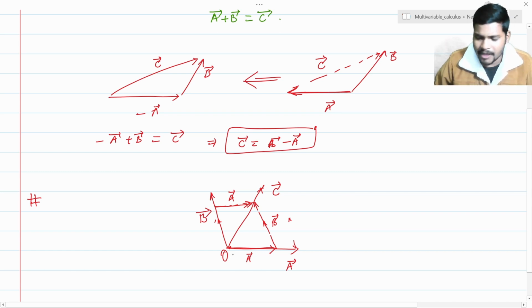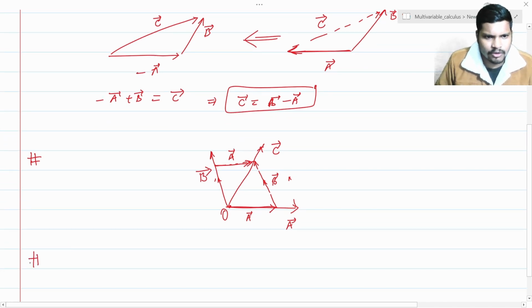All right. Now this is again addition of two vectors. So there are some properties of this addition. Let us say I have A vector plus B vector.